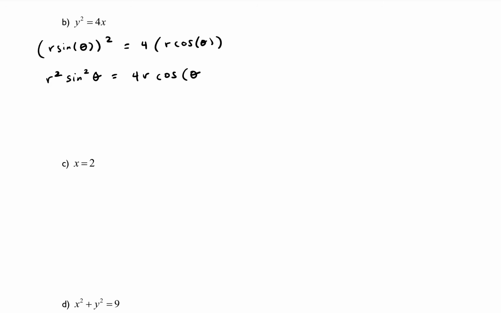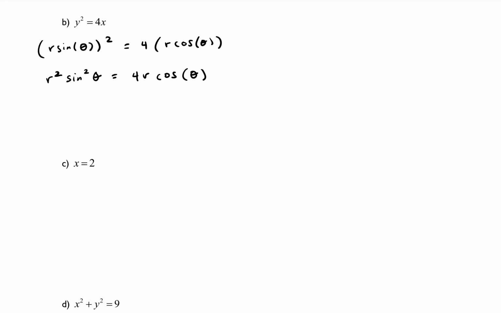Example B wants us to convert y squared equals 4x into a polar equation, and I'm going to go ahead and substitute y for r sine of theta, and I'm going to substitute the x for r cosine of theta. And if we square the left-hand side, we get r squared times sine squared theta is equal to 4r cosine of theta.